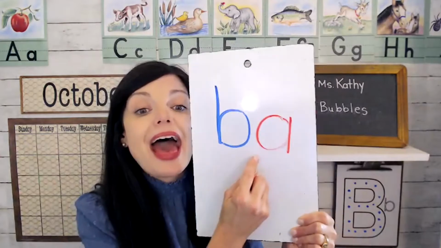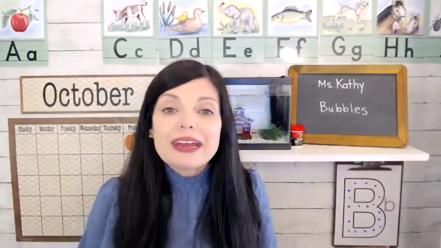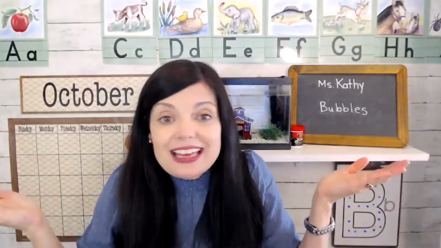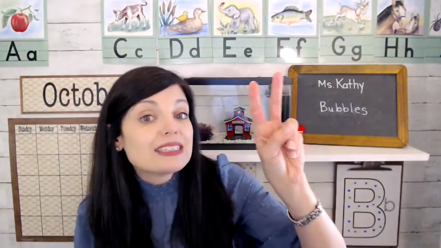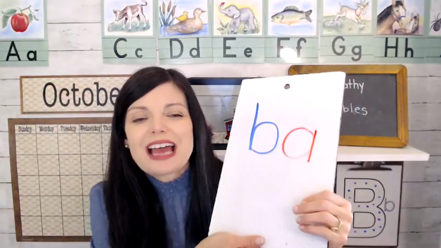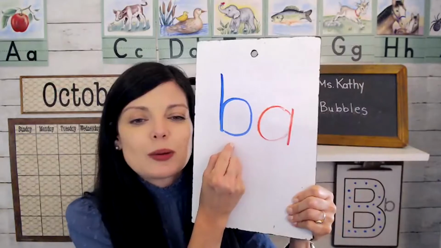Ba, ba, ba. Well, you're on your way to reading because that's all that reading is. Reading is just learning those letter sounds and putting those sounds together. And we always start by blending just two at a time. And you did it. That's what you did here today. Let's blend this one more time.